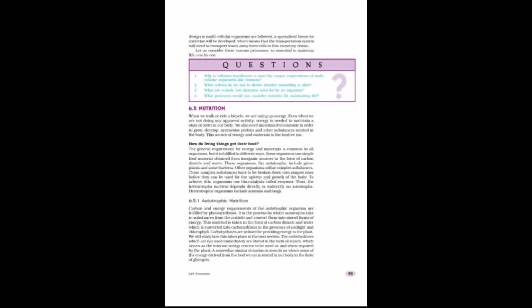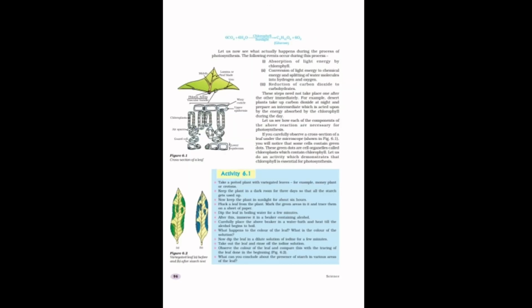The carbohydrates which are not used immediately are stored in the form of starch, which serves as internal energy reserve to be used as and when required by the plant. A somewhat similar situation is seen in us, where some of the energy derived from the food we eat is stored in our body in the form of glycogen. 6CO2 plus 12H2O, in the presence of chlorophyll and sunlight, gives C6H12O6 plus 6O2 plus 6H2O.